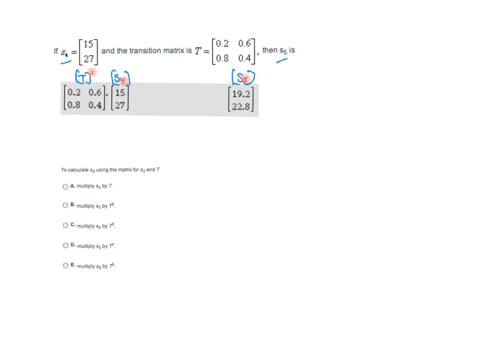When they say calculate S5 using S3 and T, that means what I've got is I would be timesing this to get S5. So they're saying use these two. If I'm going to use the transition, this number and the power has to add up to that. So it will have to be the power of 2. So B ends up being the answer there. You're going to multiply that.